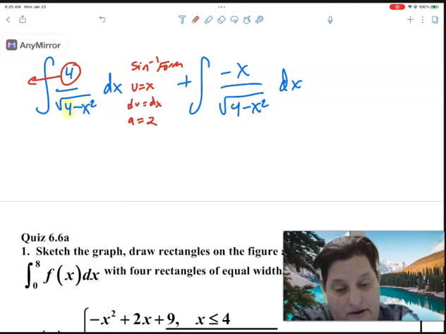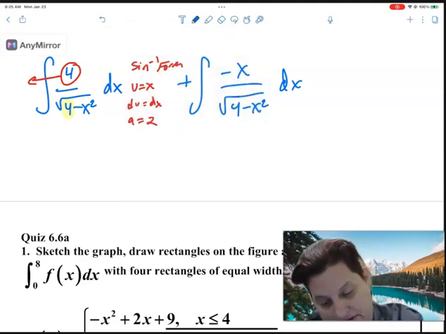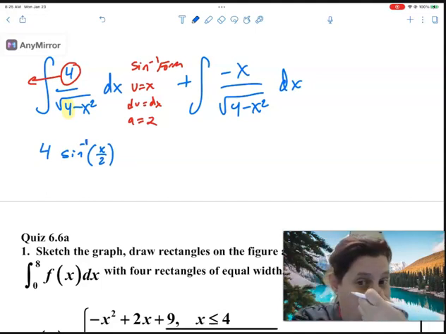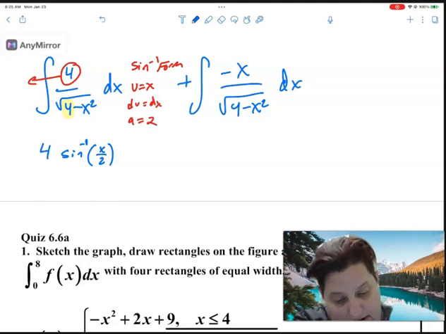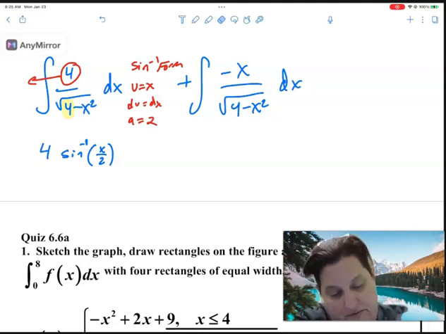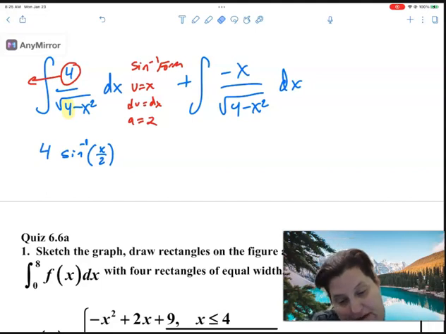A is 2, okay? So what this turns into is, there's a 4 outside, and then it's inverse sine of u over a. Make sure you put the little negative 1 or arc or whatever. That one's plus c, but this one's also going to be plus c, so I'll just put a big plus c at the end. Okay, so that's that one.